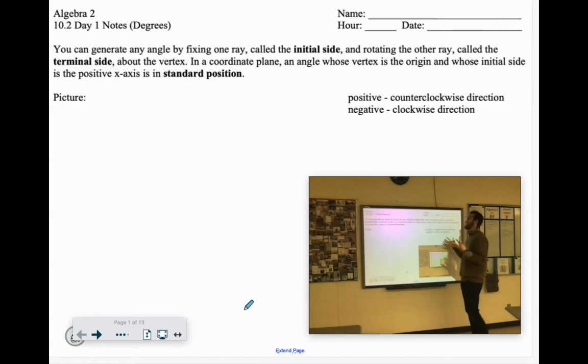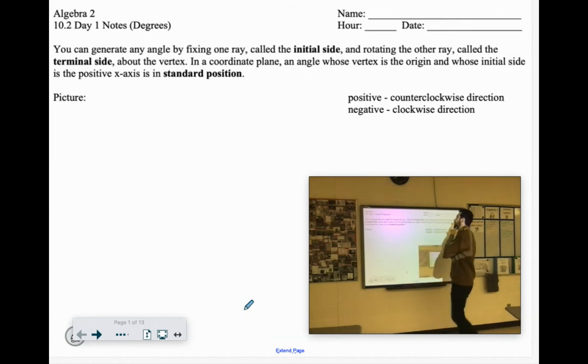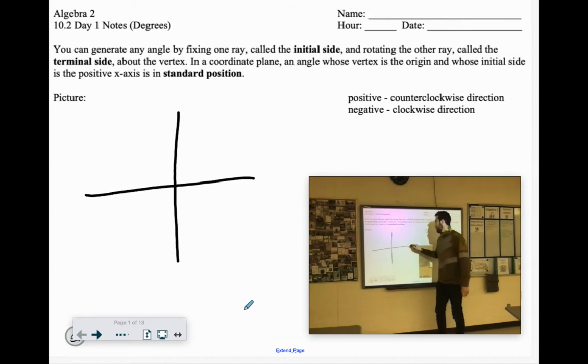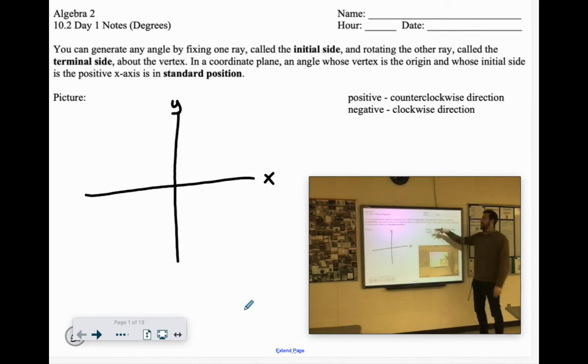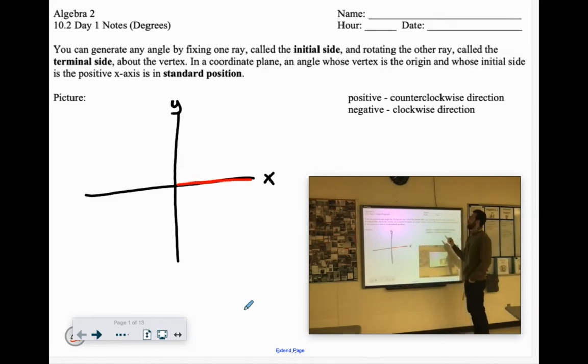You can generate any angle by fixing one ray, called the initial side, and rotating the other ray, called the terminal side. Terminal is where it terminates, it's where it ends. So, here we go. Thinking like a coordinate plane, you've got your x-axis, your y-axis. We always do our initial side right on the x-axis over here. So this is our initial side, and it'll always be like that. Now the terminal side is the rotation with the degrees.